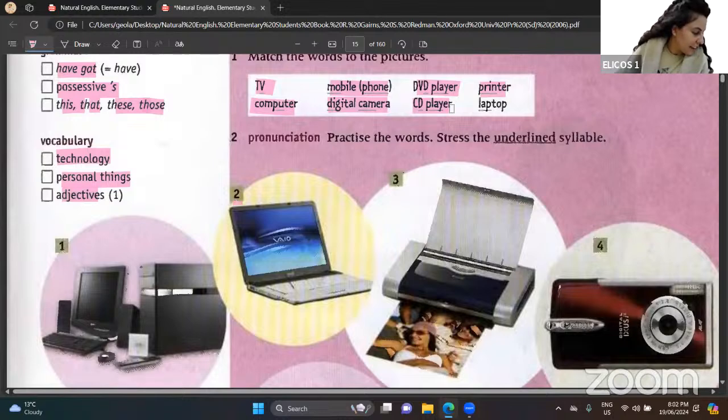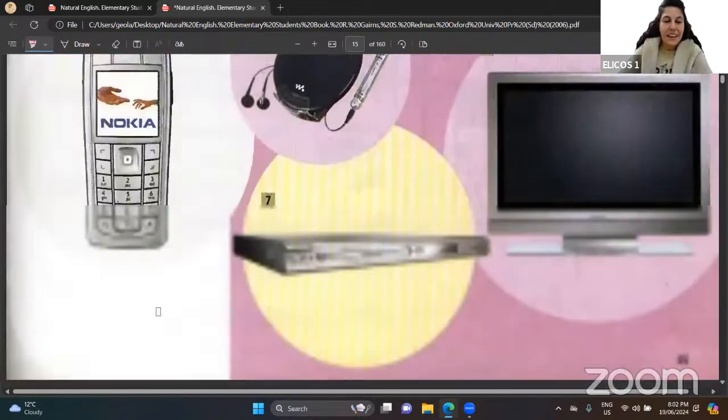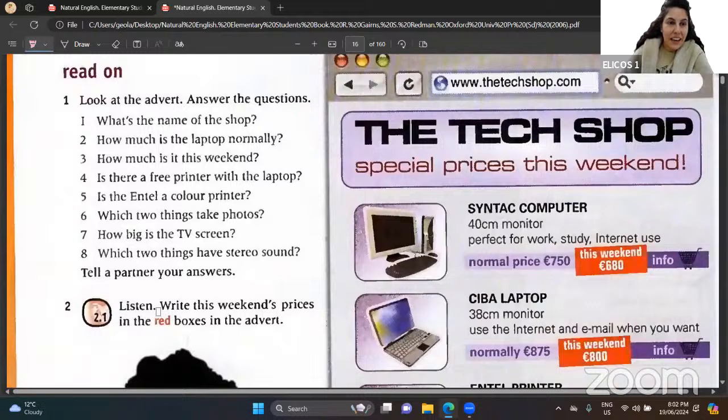Very old, like an old CD player, and a laptop. Number 2, a laptop, and a computer, number 1. Okay, so this is a bit old. Okay, let's look at the advert. So the advert means like an advertisement.